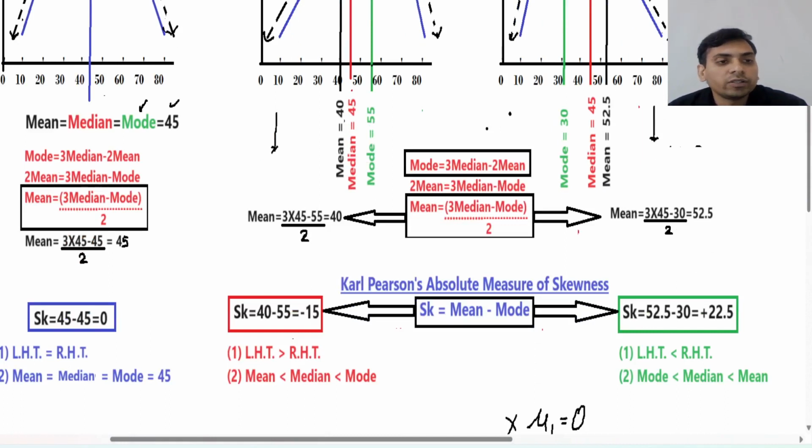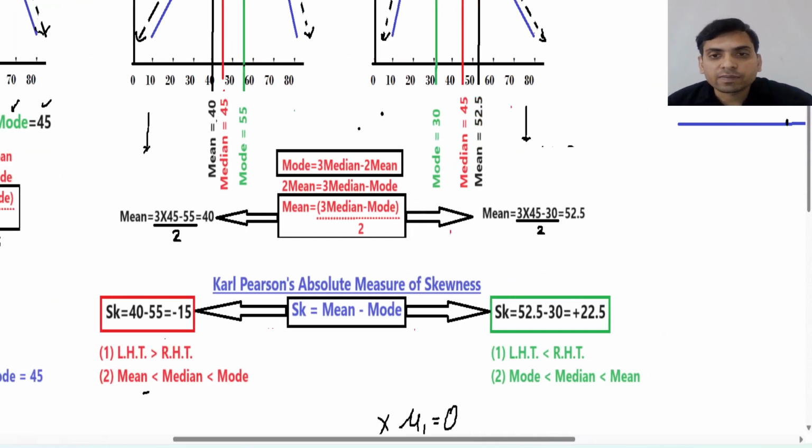Now the second: mean equals median equals mode for symmetric data. In the negatively skewed case, the mean location is at the start, then the median, then the mode. So we can say mean is less than median is less than mode. And for positively skewed data, this is reversed. In the starting, this is mode, then median, then mean. So for a positively skewed curve, mode is always less than median, and median is always less than mean.